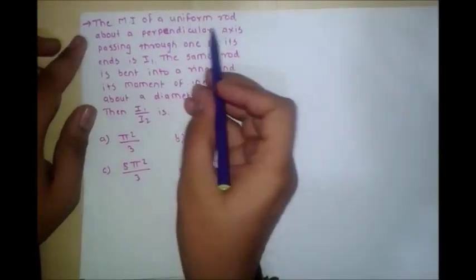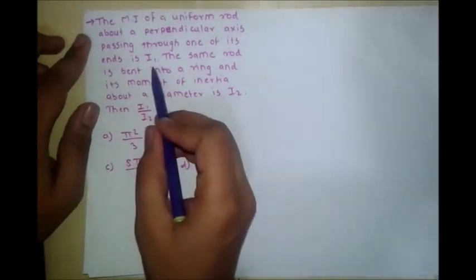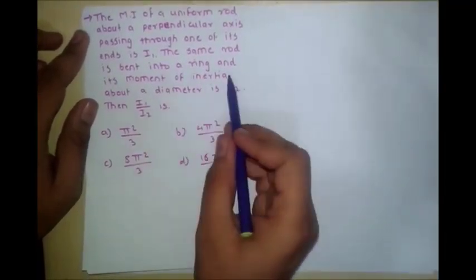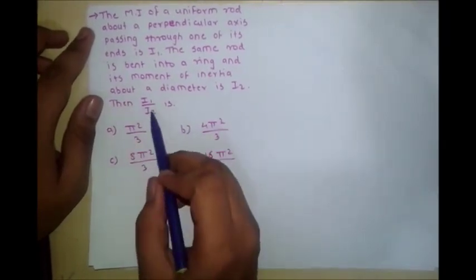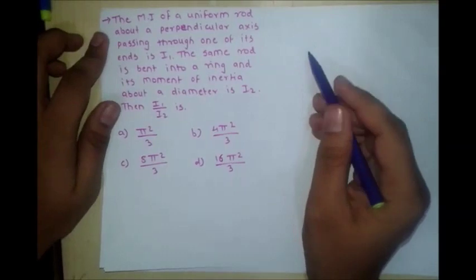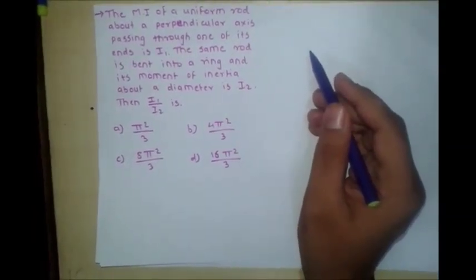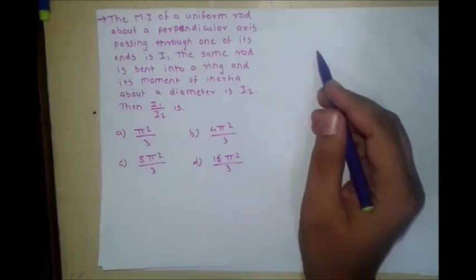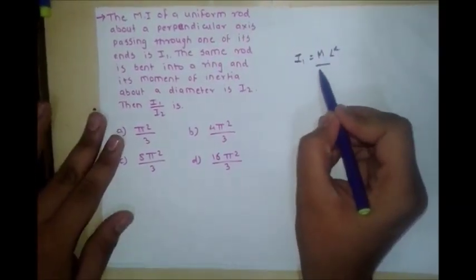The moment of inertia of a uniform rod about a perpendicular axis passing through one of its ends is I1. The same rod is bent into a ring and its moment of inertia about the diameter is I2. Then I1 upon I2 is? Now to solve this question, we know for a rod of mass m and length L, the moment of inertia about a perpendicular axis passing through one end is I1, which is equal to mL square upon 3.